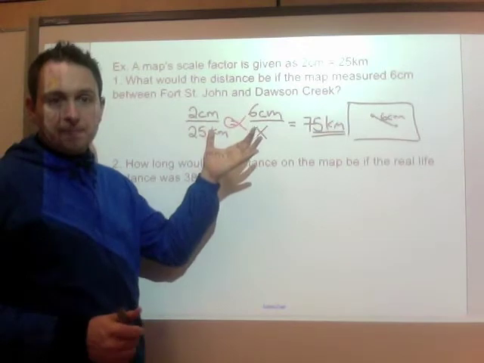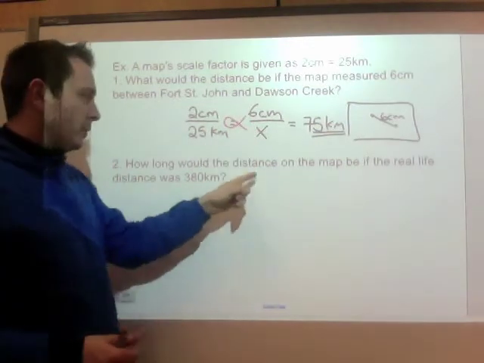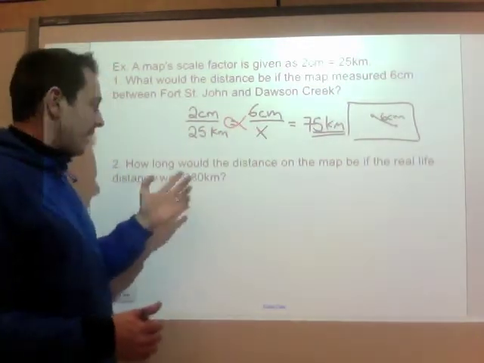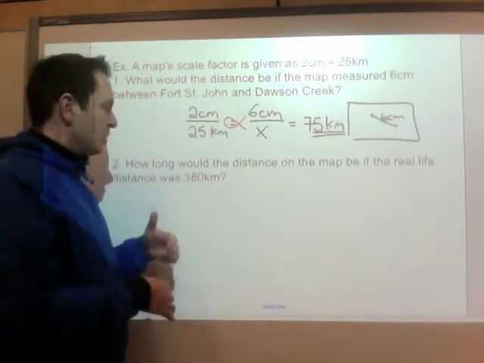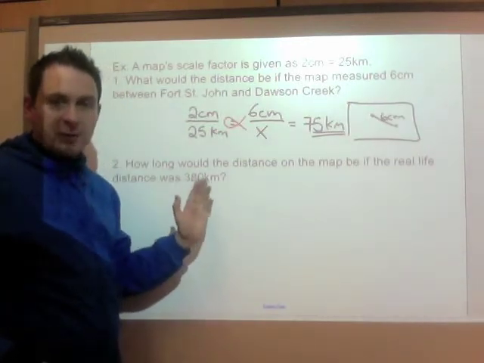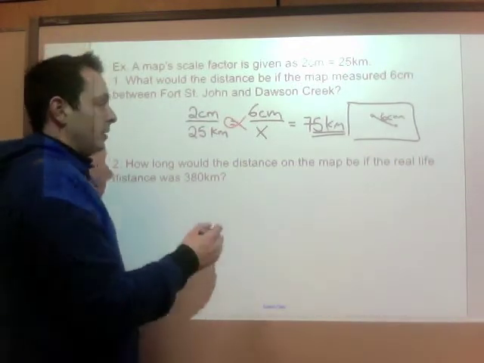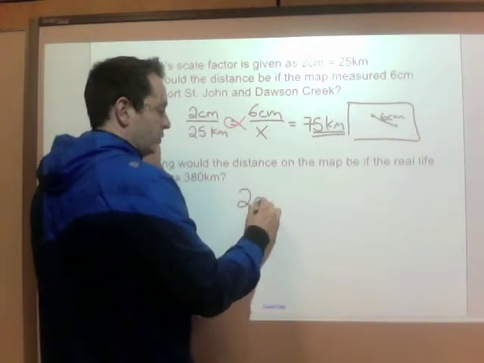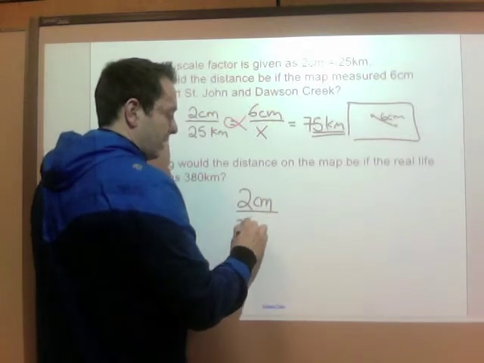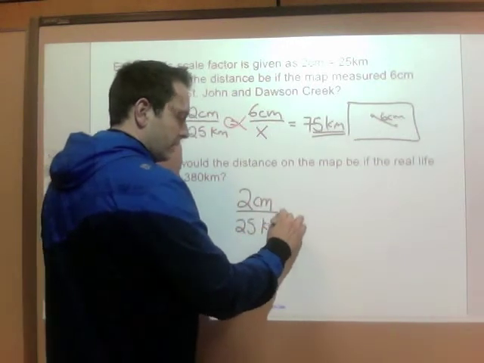So to use scale factor, when it gives you a scale factor, set it up as a related rates problem. Next, how long would the distance on the map be if the real life distance was 380 kilometers? So you know Fort St. John is 380 kilometers from somewhere. How long would that be on the map? Well, use your map scale. Your map scale is 2 centimeters equals 25 kilometers.